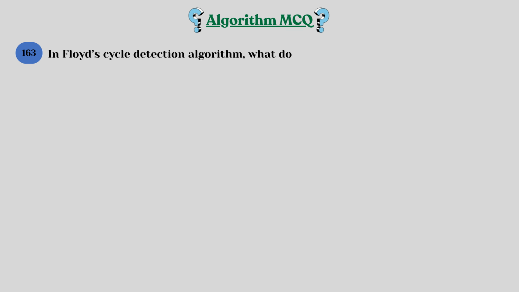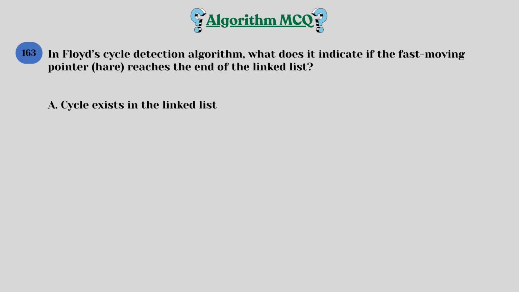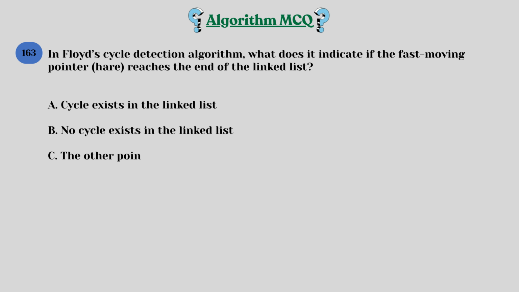In Floyd's cycle detection algorithm, what does it indicate if the fast-moving pointer, hare, reaches the end of the linked list?